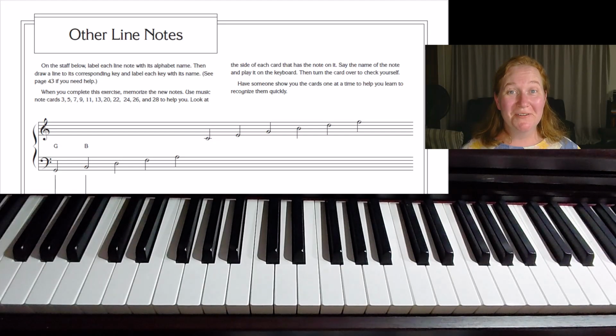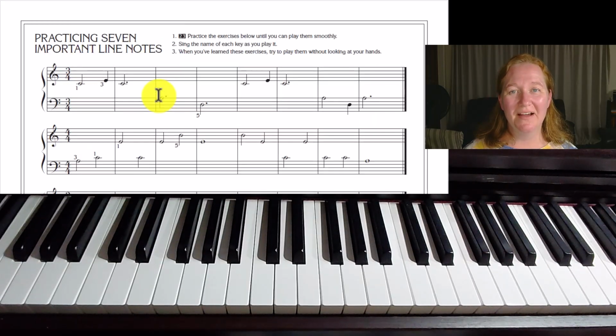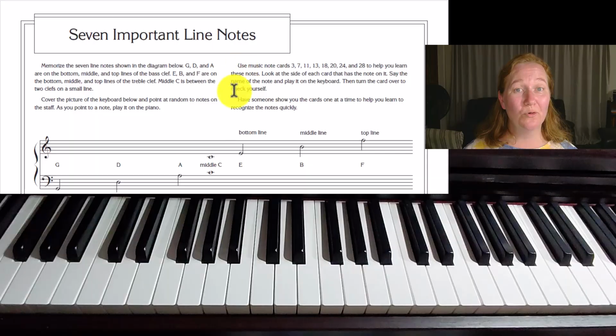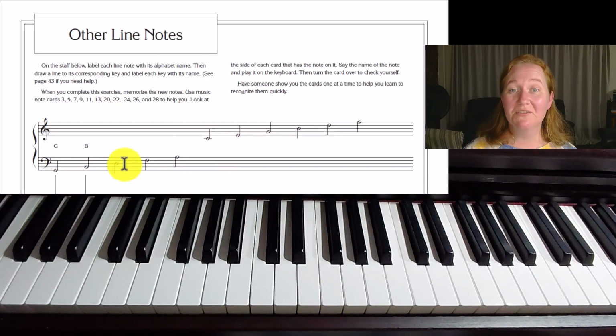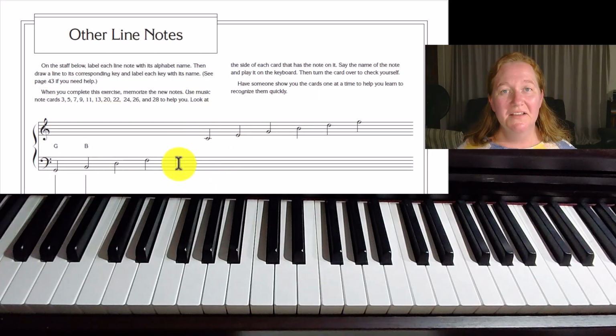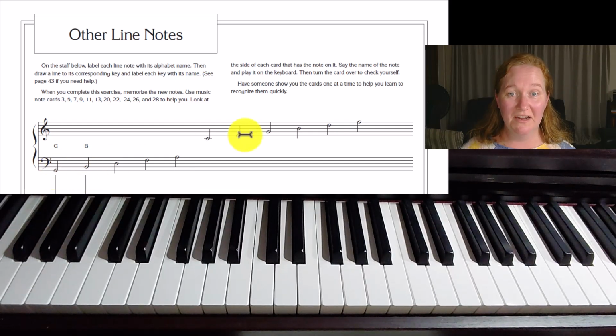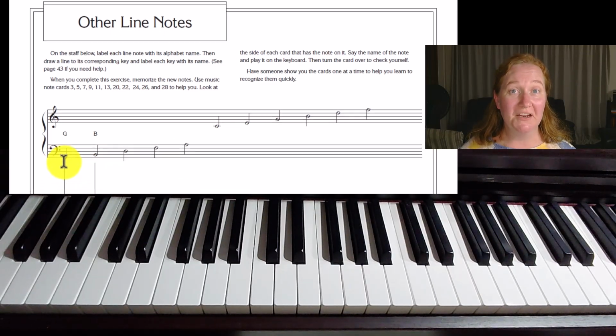Welcome to this video where we're going to carry on from where we left off. So in the last video, we had learned about how to read the 7 important line notes, 3 in the bass clef and then middle C, and then 3 in the treble clef. But now we're going to extend that to being able to read all of the line notes. So as we work through this material, you're going to be able to identify all of the different line notes. So let's work out what they actually are.